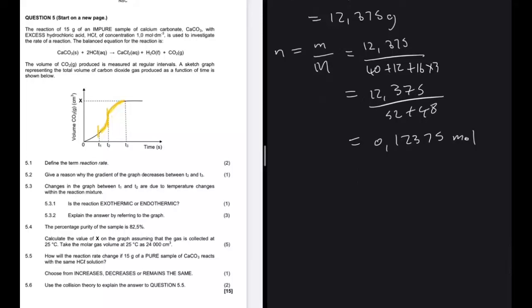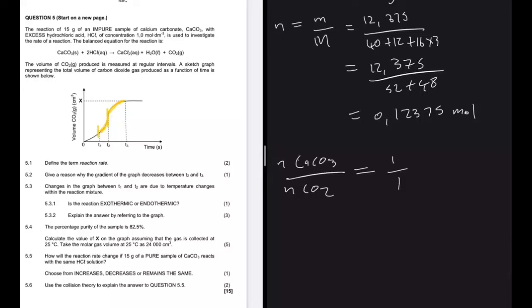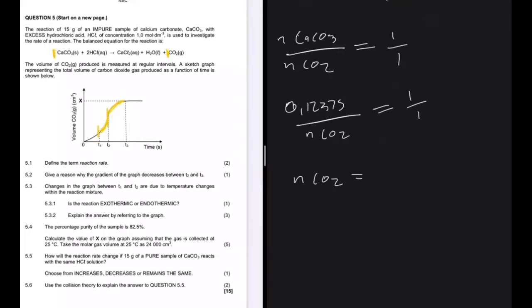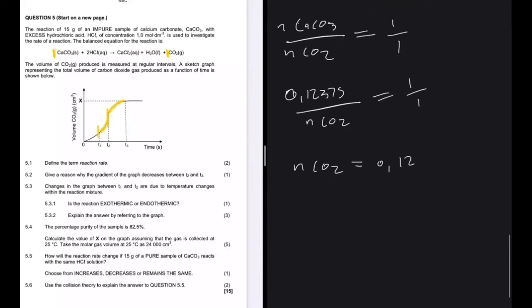And now we can relate the number of moles of calcium carbonate to the number of moles of CO2 using our balanced equation. We know that the number of moles of calcium carbonate divided by the number of moles of CO2 will equal 1 divided by 1, right? 1 being the balancing coefficient in our balanced equation. We don't have a number written, but we know that we have 1 there on calcium carbonate, and on CO2 it's also true. So 0.12375 divided by the number of moles of CO2 equals 1 divided by 1, right? So the number of moles of CO2 equals 0.12375 moles.